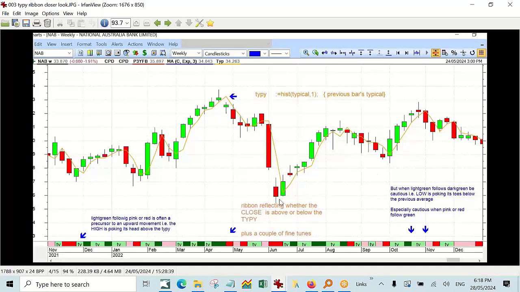And similarly, you can use it to look at the weakening of the price chart. When light green follows dark green, as in this instance here, where the low is just tipping its toes below the yesterday's typical price, the last week's typical price, just be cautious. You might want to lighten your load a little bit, but remember, this is just one of the 4 indicators I'm going to show you. So maybe don't just act on this one alone, although it does sometimes precede the other ones.